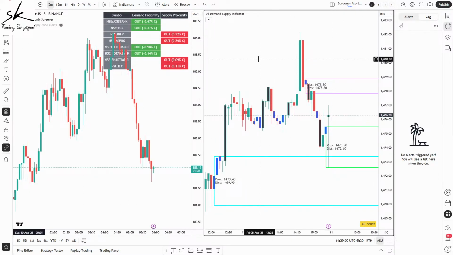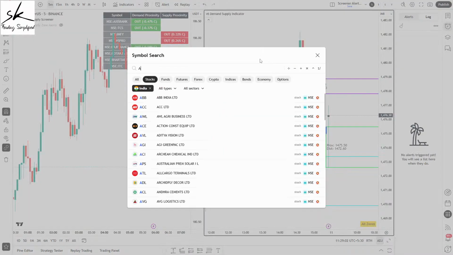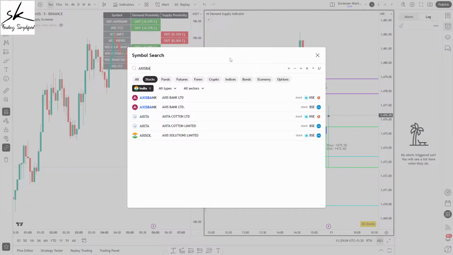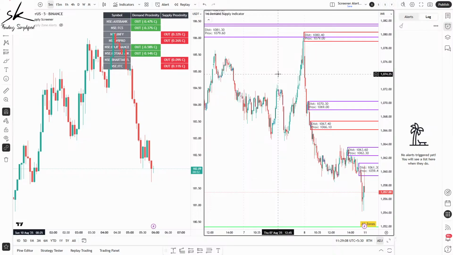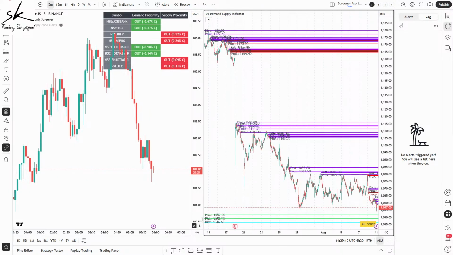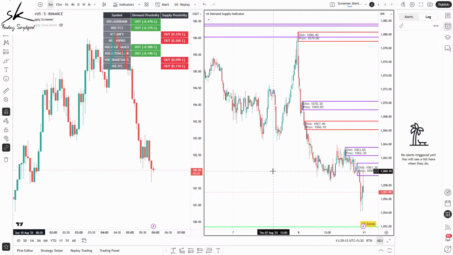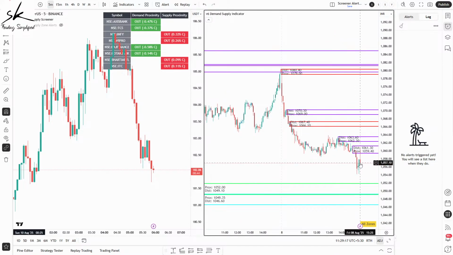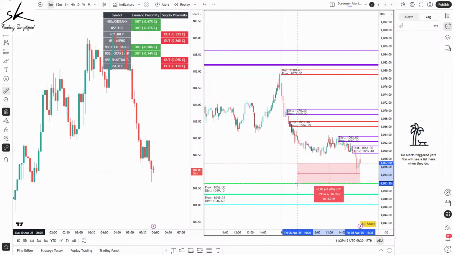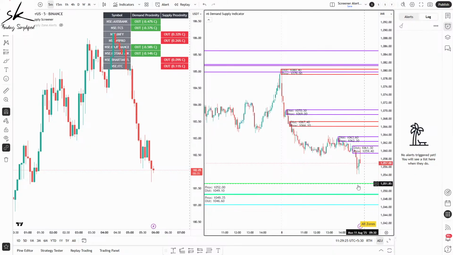Just as an example, if I go to Axis Bank, you will see that on Axis Bank, I will be close to a demand area. Here you can see we have a demand area which is fresh, and if I look from the current closing price, we will be within about 0.5% to it. You can see we are about 0.48%. So that is what it is telling us. Exactly, it is 0.47. That's what the screener does.